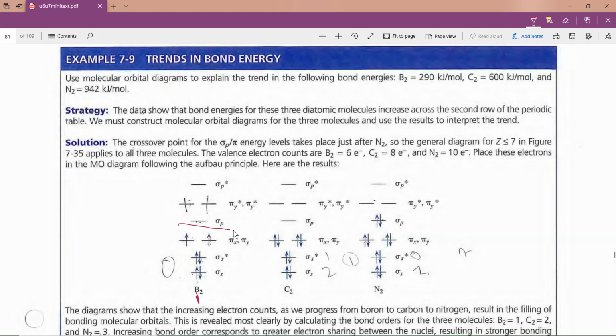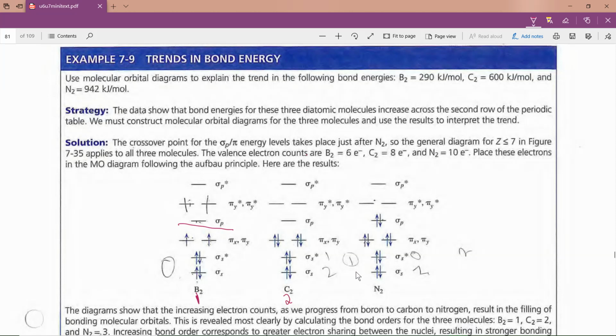Yeah, it just stops here. So 4 minus 2 is 2, divided by 2 is 1. So the bond order is 1. C2: 2, 4, 6, 8, right? So 6 minus 2 is 4, divided by 2 is 2. So the bond order in C2 would be 2.